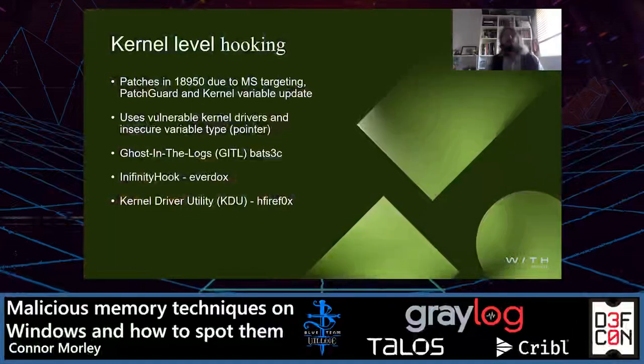Kernel hooking on legacy systems. So this is to do with systems pre-build 18950. Post 18950, Microsoft actually targeted this particular vulnerability by adapting PatchGuard and removing a particular kernel variable, which was susceptible to manipulation. Now, in order to perform kernel level hooking, you need to use a vulnerable kernel driver or an insecure variable type, as we just mentioned.